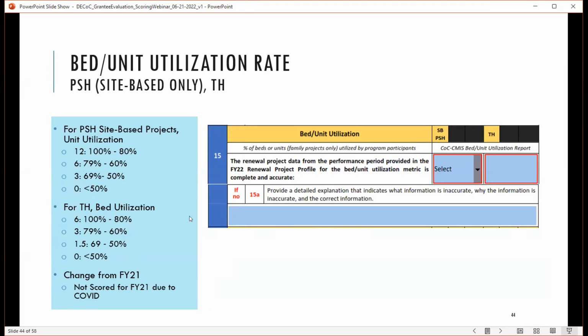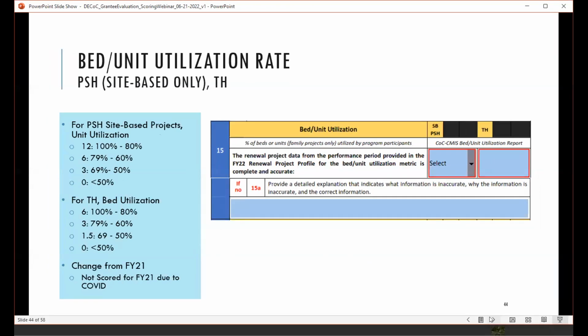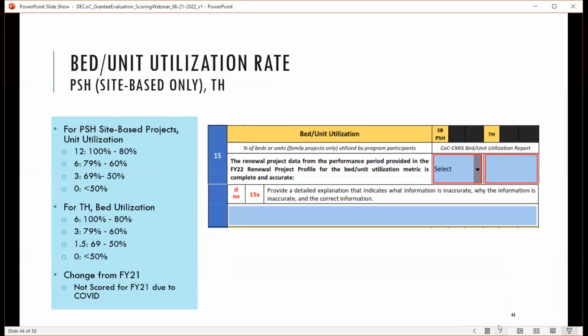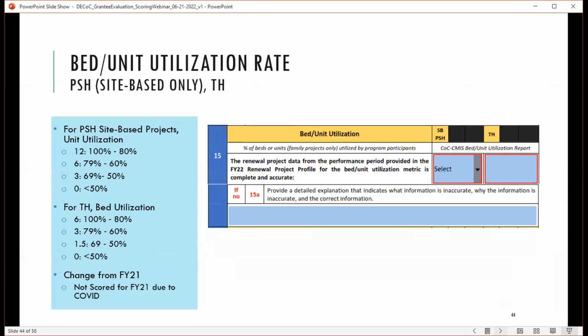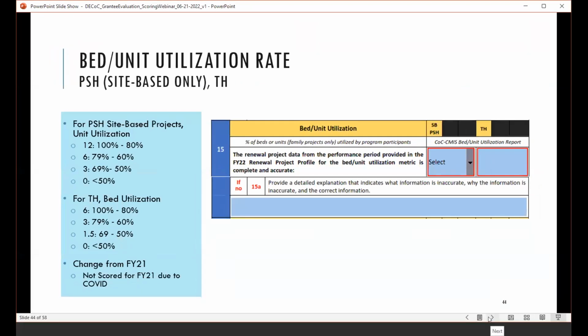I'll also add there that the bed and unit utilization rate for PSH projects equals out with the length of time to permanent housing for the other project types. And then this metric in combination with the length of stay metric, both 6 points for TH, equal out with that same metric. So they do equal out with other metrics that are not being scored for the project types that are being scored for the other ones. So that is kind of why that distribution looks like that.